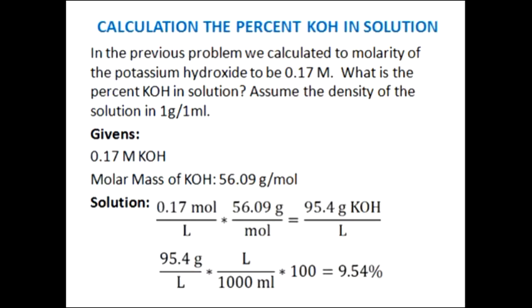When we're doing percent, we need to have it in grams per milliliter. So we do that calculation, that unit conversion, multiply by 100, and we find that we have a 0.954% solution of potassium hydroxide.